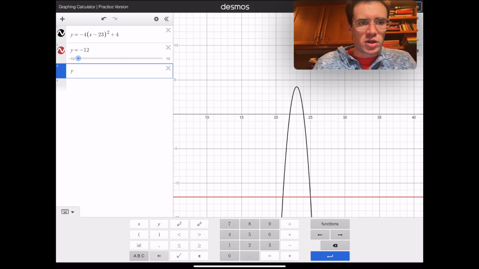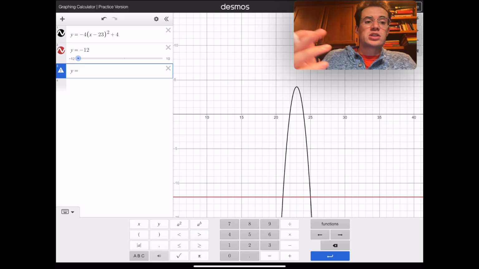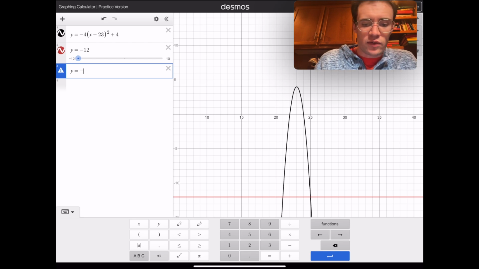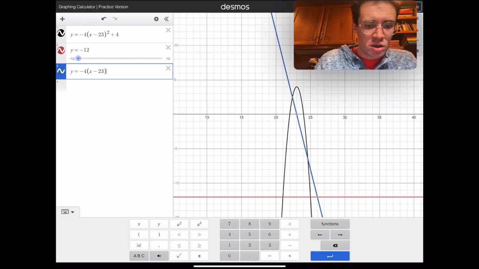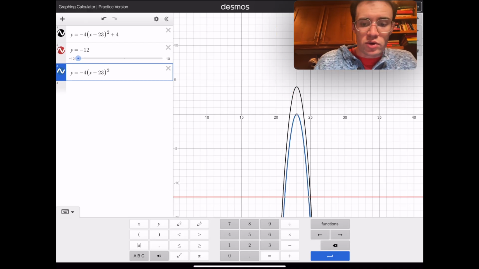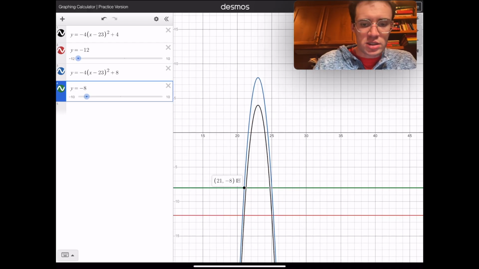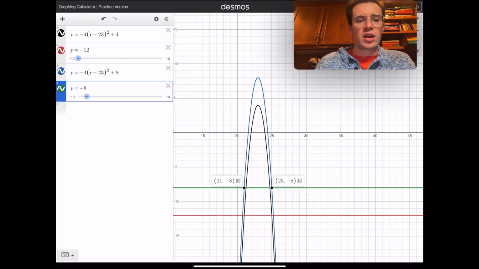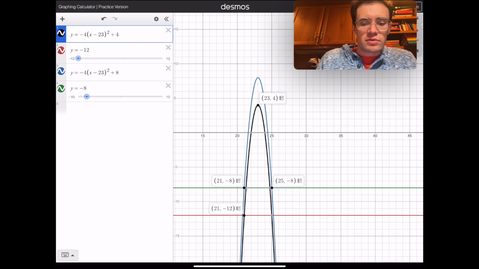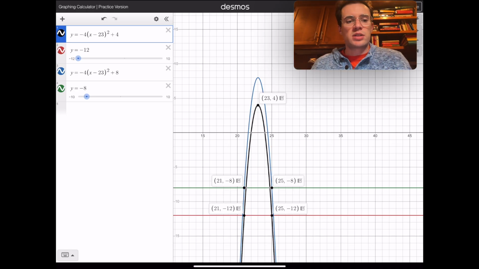I guess if you wanted to see if it's the original function, you would just basically shift it up 4 more than that. So you would do y equals -4 times the quantity x minus 23 squared. Instead of +4, you do +8. This was our original function, 23 comma 8, and it passes through these points, 21 comma -8, 25 comma -8. Right, so you can see that was the original function, then we shifted it down by 4, and shifted all these points down by 4, okay?